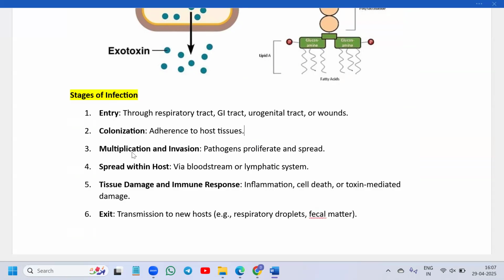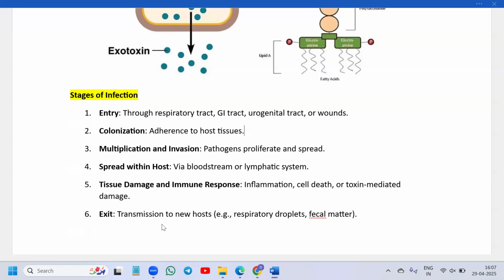Next, what happens? The bacteria starts multiplying and it will invade your host cells. Then it will spread within the host. How does it spread? It will spread via your blood or lymphatic system. Next, what happens? It will cause tissue damage and it will also cause immune response. So those are inflammations, or it can cause apoptosis, necrosis, or the bacteria that is producing toxin will cause toxin mediated damage. Then exit, transmission to new hosts, like for example, through respiratory droplets or fecal matter.